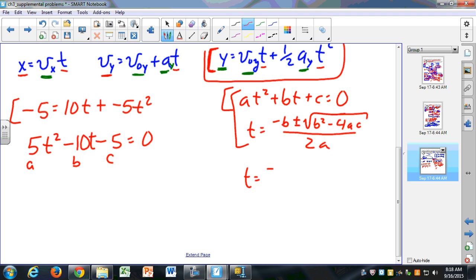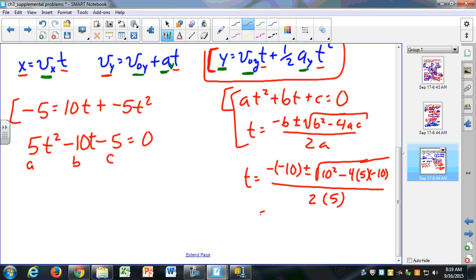It's going to be negative 10 plus or minus the square root of 10 squared. I get rid of the negative because it goes away. Minus 4 times 5 times negative 10, divided by 2 times 5. Yes, you're right. Thank you.